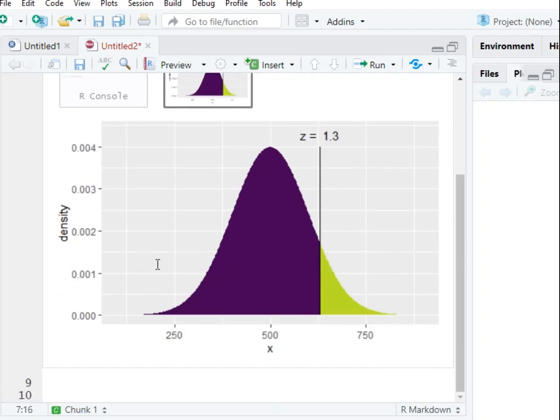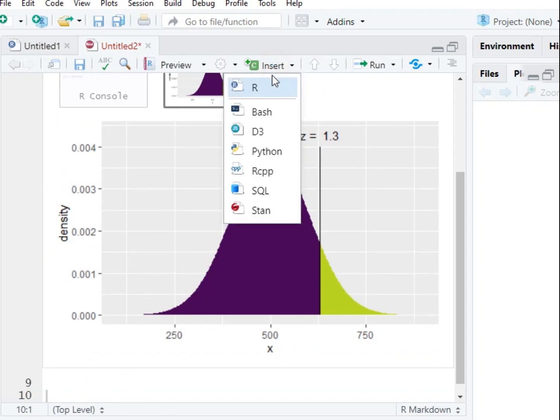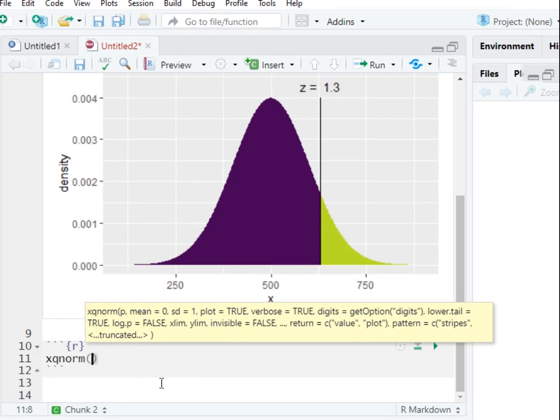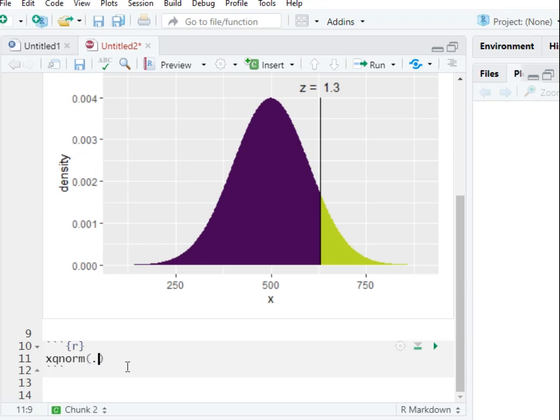And in R, we can do the same thing. We can come up here and insert some R code, a chunk, a code block. We're going to do XQ norm. And we are going to see it brings up the little tooltip here and tells us we're looking for the probability first, and then the mean, and then the standard deviation. So our probability was 0.7, and then 100, and then 15, and then we can hit play.